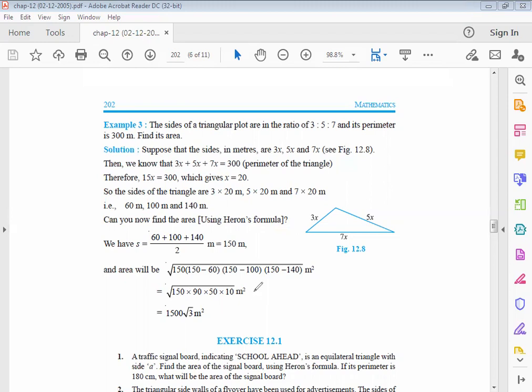Can we calculate like this? 10 into 15 to make a pair, right? Then can we write 90 as 9 into 10, right? Now 50 can be written as 5 into 10. Yes or no? Yes. 5 multiplied by 10. Now students, 10 remains as it is, 10. The whole under root.